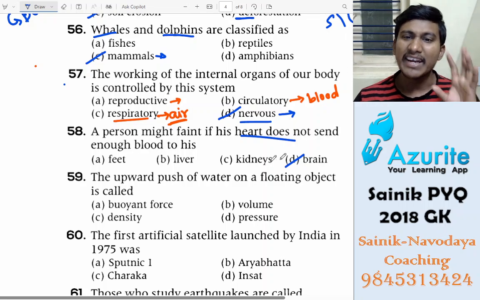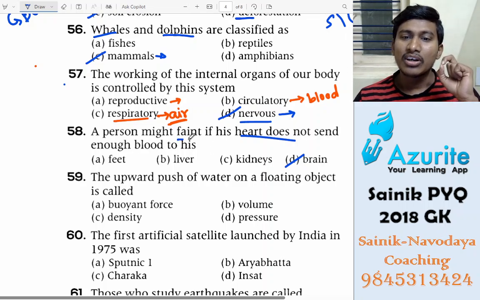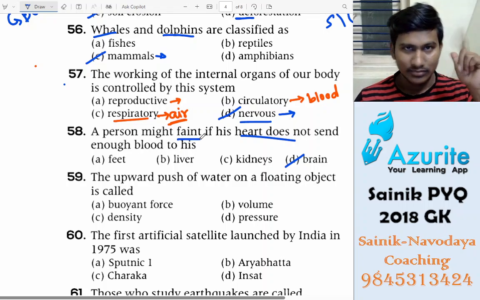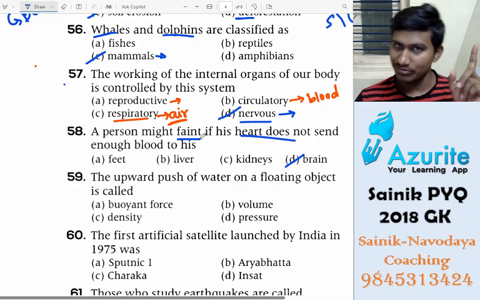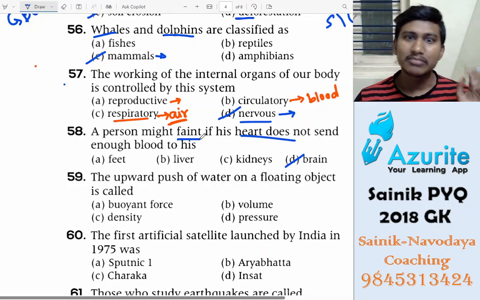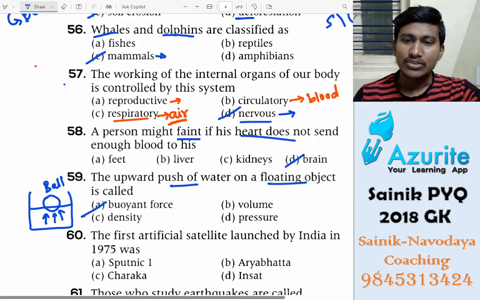Okay, so faint means you will fall down, you will feel dizzy, chakkar, as we say. So chakkar bidru anta hELtaare, that is faint. Okay, understand? So see here, next question 59.